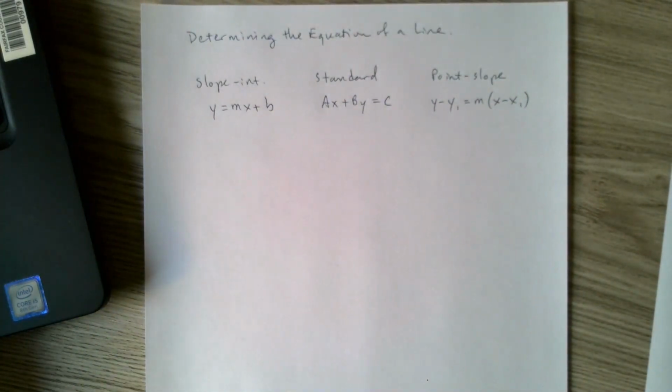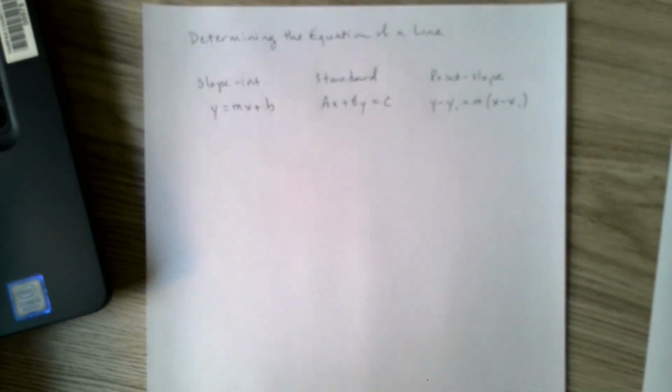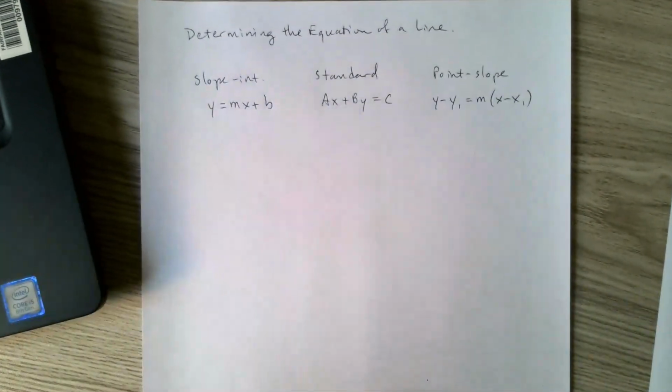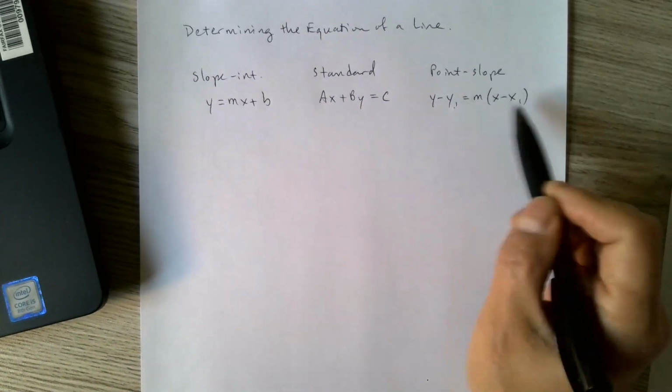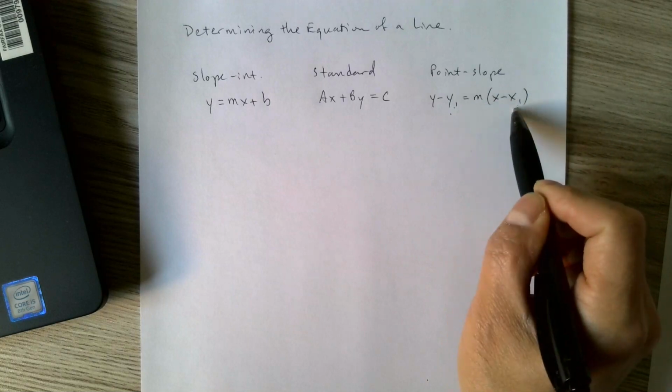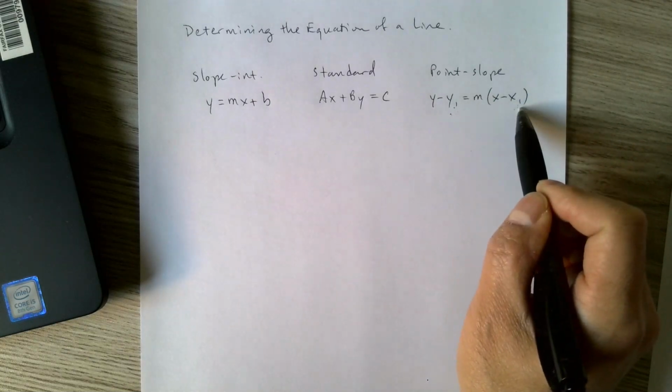And point slope, here is the only one, let's focus please. Point slope is the only one that shows you a point, not necessarily the y-intercept, but a point that is also on the line.